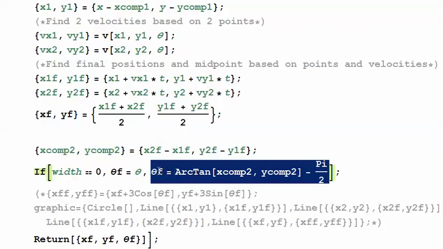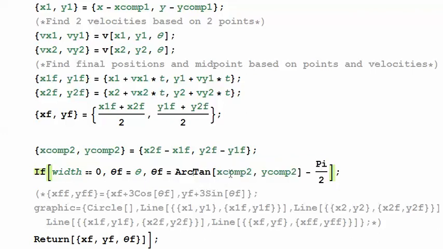Now, the new direction of the photon is determined by x component 1, y component 1, and x component 2, y component 2, which is basically determined by the old position and the new position of the photon. So what is returned is that new position of the photon and that new direction of the photon, which is based on the initial and final positions of the photon.